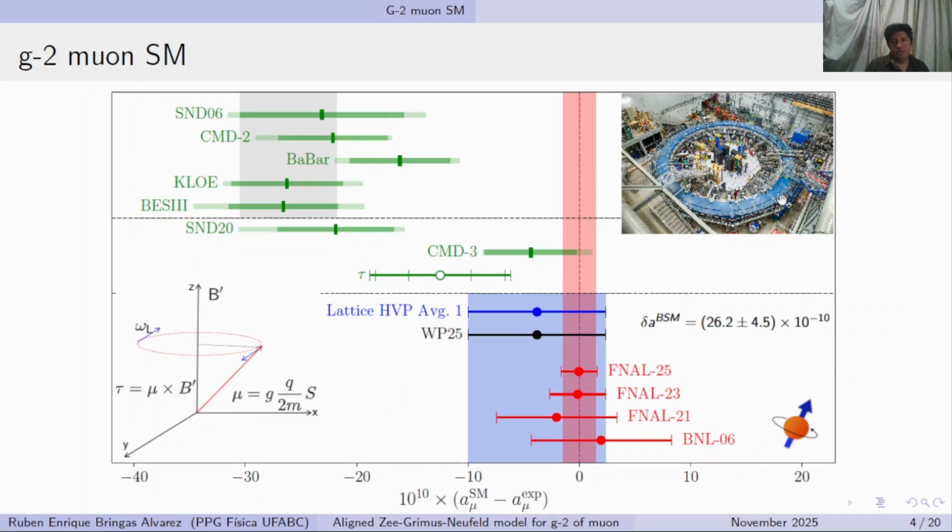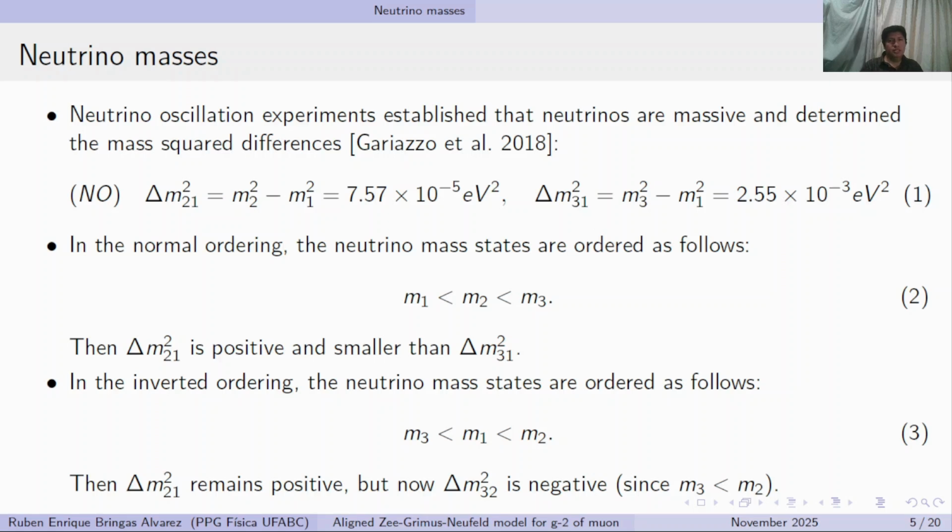But if we use the dispersive method, a discrepancy still exists, and we try to explain this discrepancy. This is the value of the discrepancy. It's more than 5 sigma, and that's something that we try to explain with our model. Additionally to this problem, g-2, that the standard model using the dispersive method cannot explain the discrepancy value, we also have neutrino masses coming from neutrino oscillation.